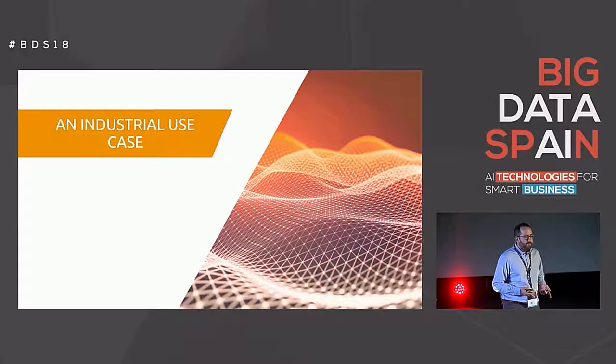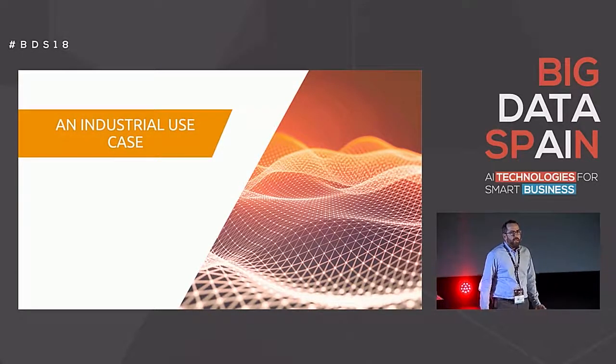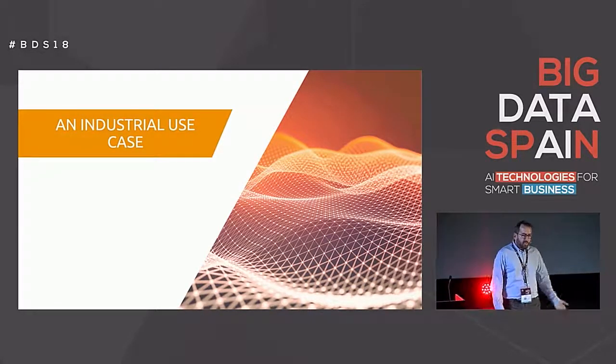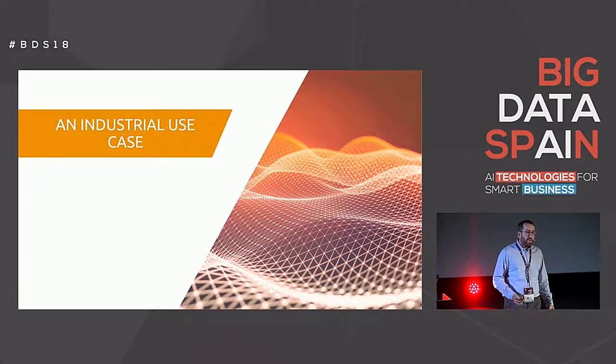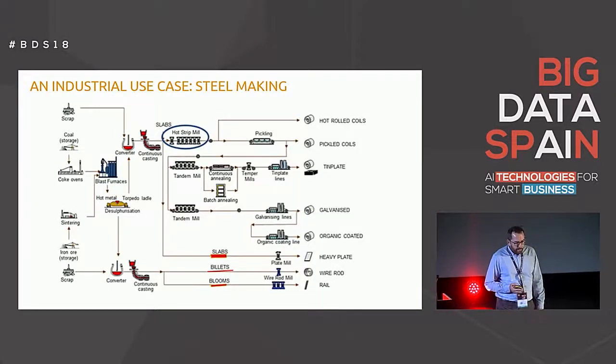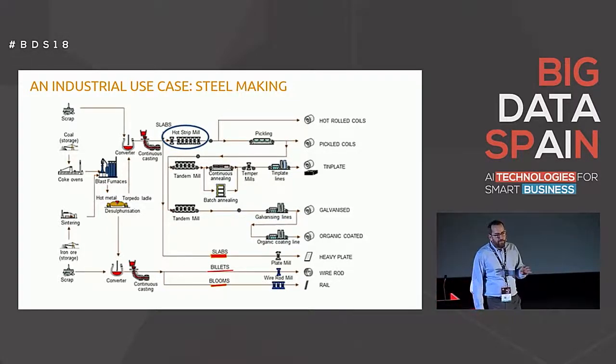Okay, this is the Soma library. And we know what scalable online machine learning is, and the Soma library. Maybe it's the time to talk about a use case where we have applied this technology. I will talk about an industrial use case. It's about steel making. Steel makers make a lot of types of products.